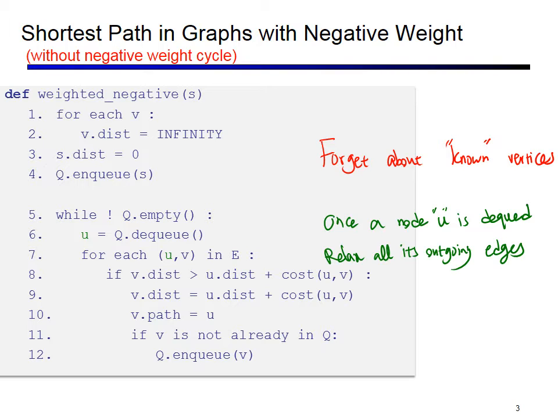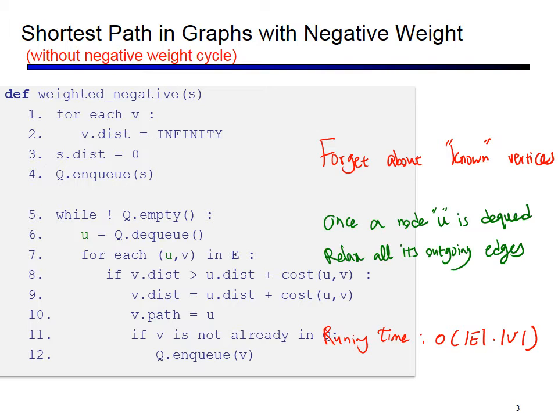It can be shown that overall, the number of relaxation operations, meaning the body of the for loop from line 8 to line 12, is executed at most O of E times V. The reason for that is because an edge can be relaxed at most V times, and we will see the proof of this in the Bellman-Ford algorithm later.